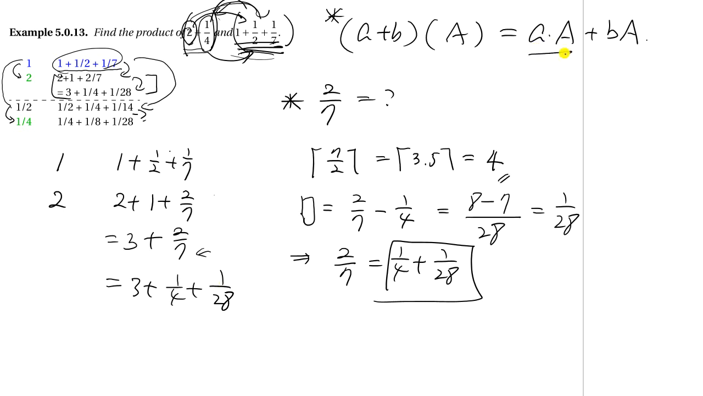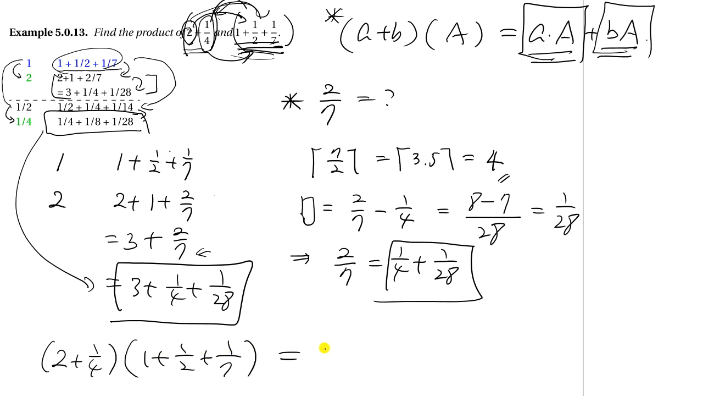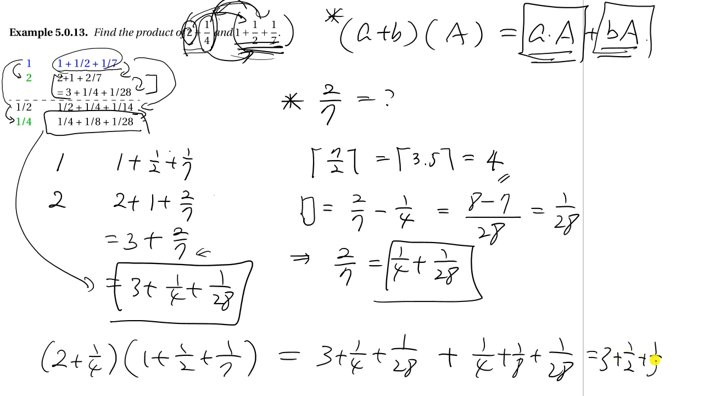So all we need is adding up those two results: that is A times capital A, and that is B times capital A. Just adding those two together, using our own style, we are looking for the sum of 3 plus 1/4 plus 1/28 plus 1/4, 1/8, and 1/28. So altogether 3, 1/2, 1/8, and 1/14. And please use another method to practice, and find out whether you get the same result.